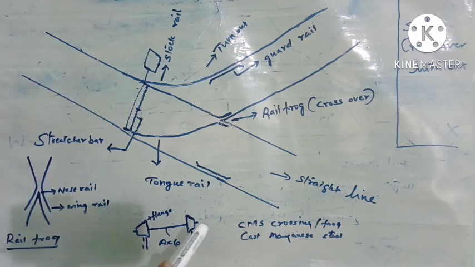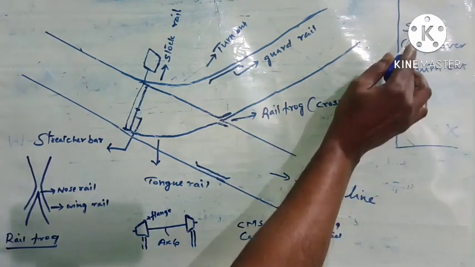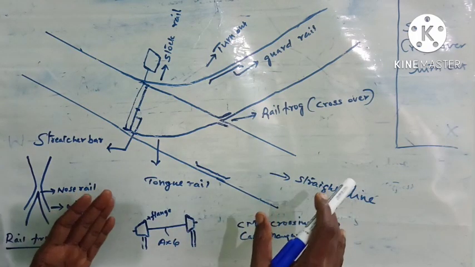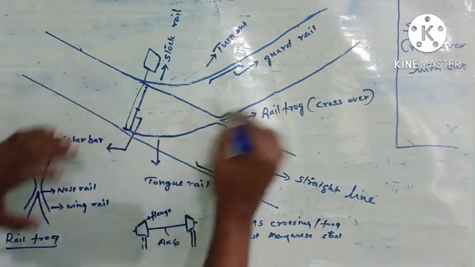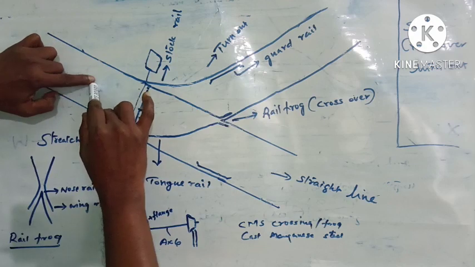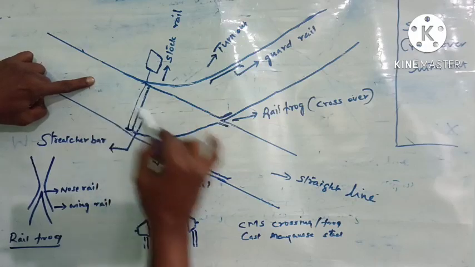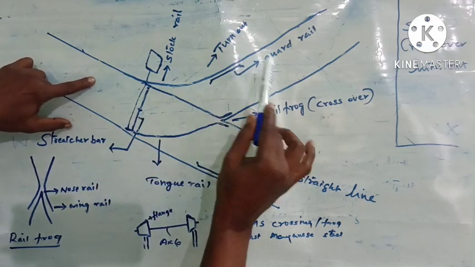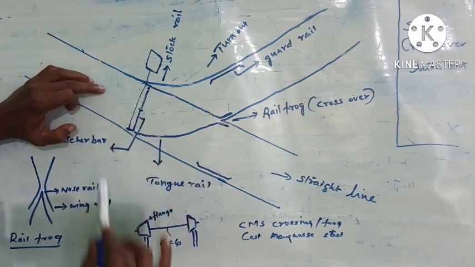Now a turnout will definitely have a switch and a crossover. What is meant by a switch? Switch is a mechanism by which you can alter the direction. So here a switch is used to alter the direction of the train. Here a train coming from this direction can be directed either to this direction, that is towards the turnout, or it can be directed towards the straight line. So the switch is used to alter the direction of this train. Then we will see how this switching mechanism works here.